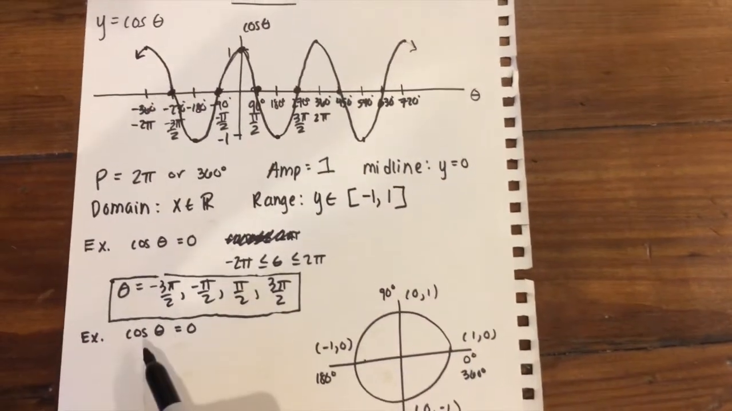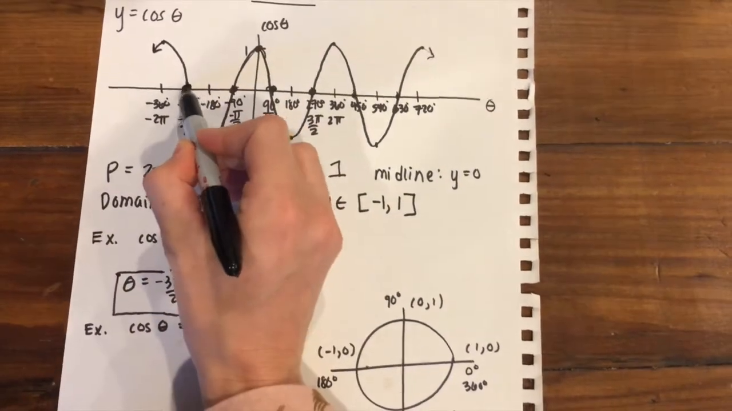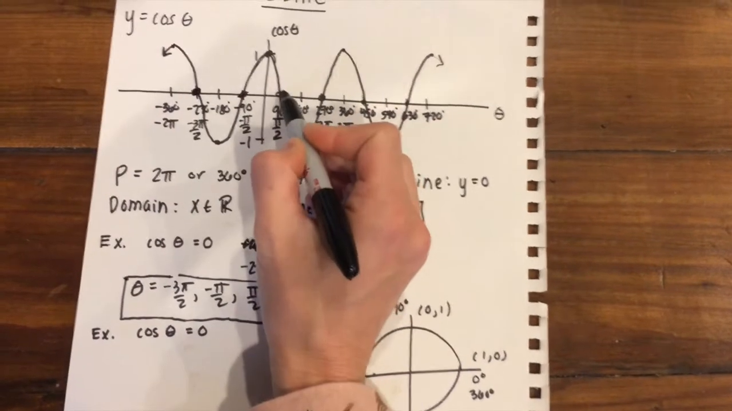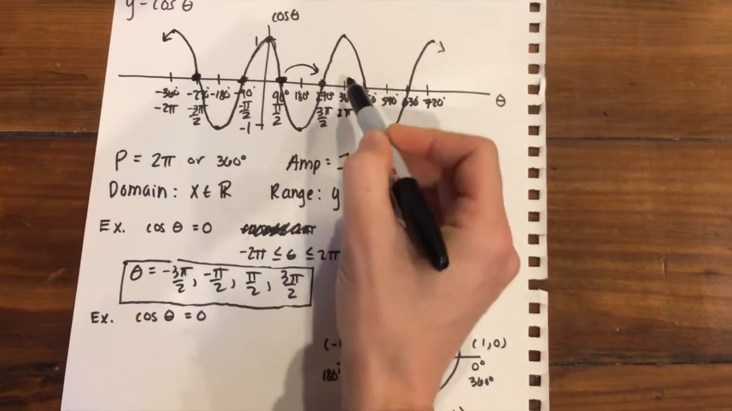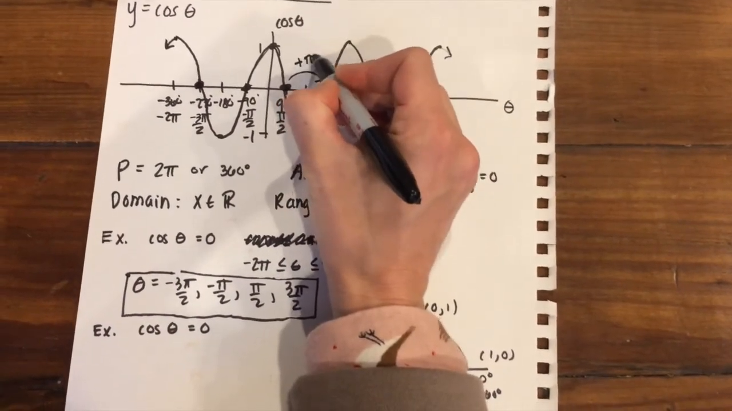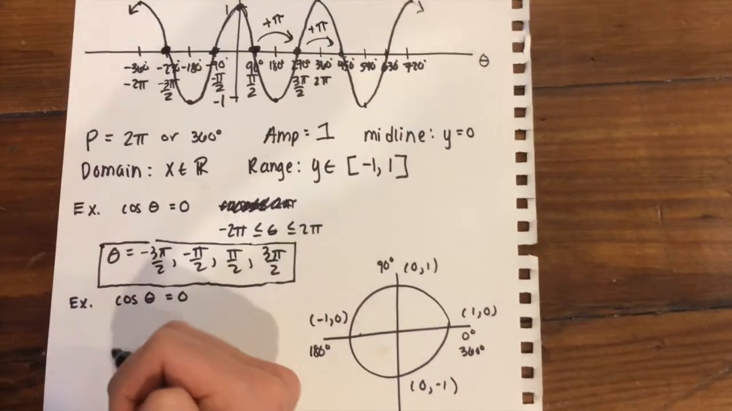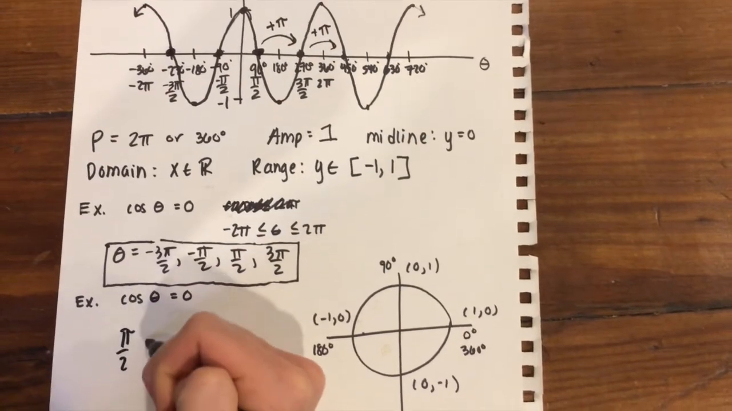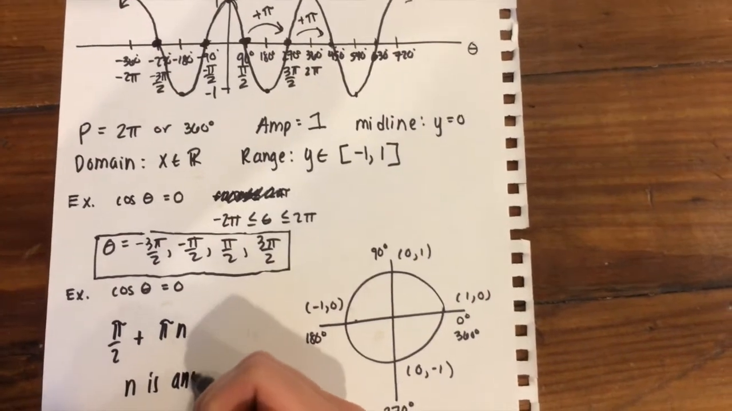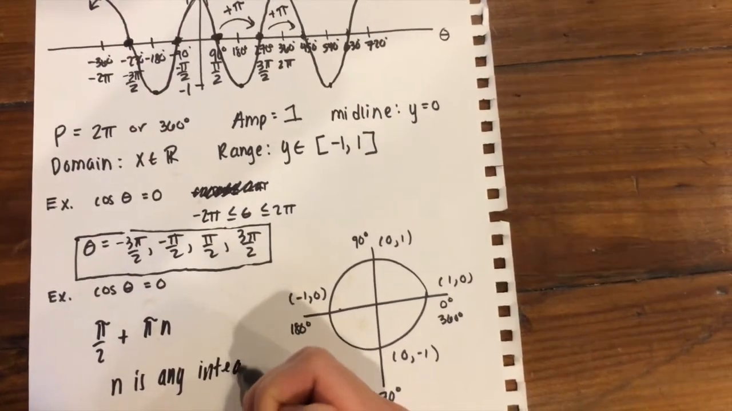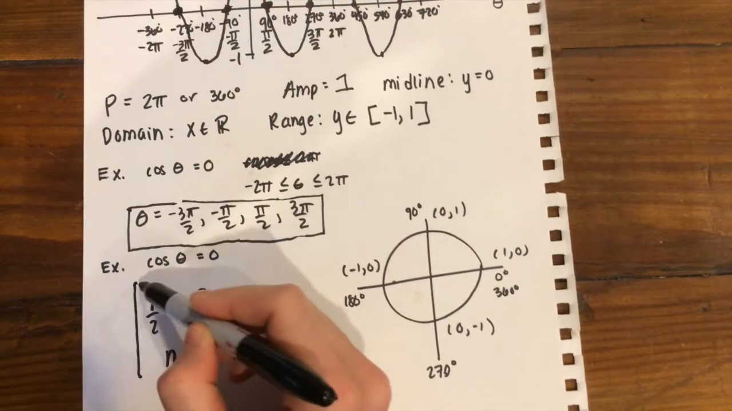All right, coming back down here. So cosine theta equals 0. So we want all of the angles. So it equals 0 here, here, here, here, here. So let's say I start out at pi over 2. To get from pi over 2 to my next solution, 3 pi over 2, I'm adding pi, and so on. So every time we're adding pi. So I would just say my answer is pi over 2 plus pi n, where n is any integer. And that encompasses all of your solutions.